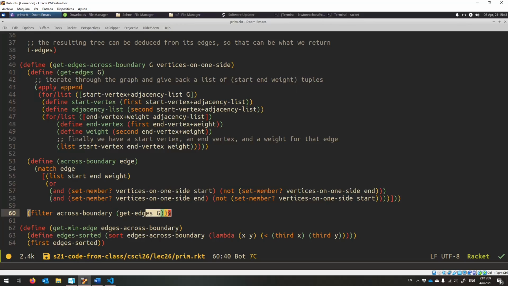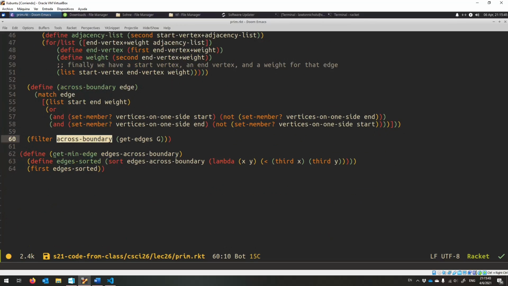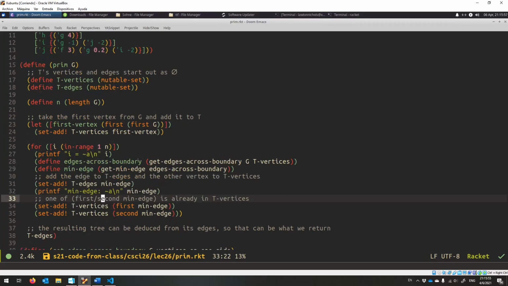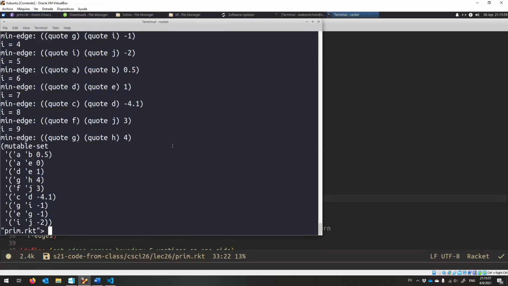Take all our edges and filter until we find all the ones that are across the boundary, and we want the min one, which means we take those edges that are across our boundary and sort them, and we take the first one. That'll be the min. So that's essentially the algorithm. What it does is it produces all these things, and here's what happens when you run it.